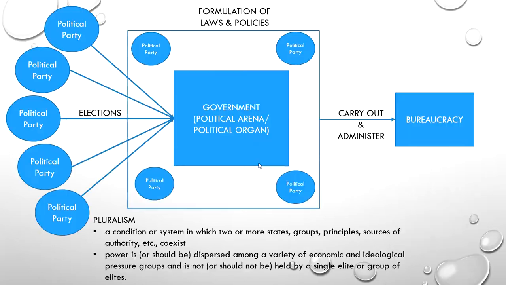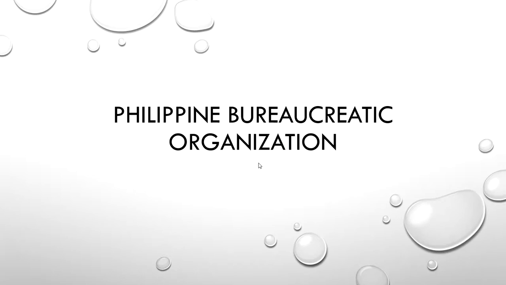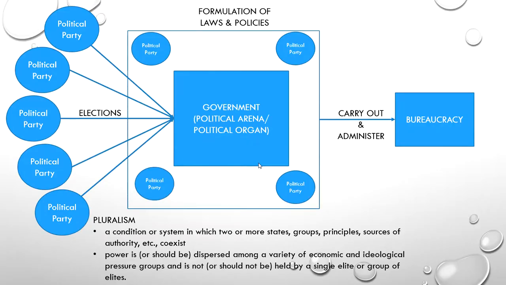Now let us go to the comparison between the Philippine bureaucratic organization and the Chinese civil government structure. So the Philippines, quote unquote, similar with other democratic countries, they brag themselves, that is the appropriate term, they brag themselves to practice their institutions to be democratic. There are a lot of principles and features of a democratic country, and one aspect would now be pluralism. This is what I was discussing a while ago. So pluralism is a condition or system in which two or more states, groups, principal sources of authority coexist.